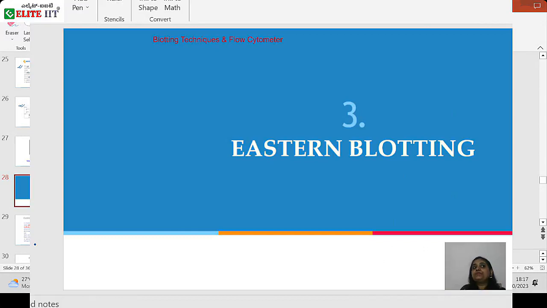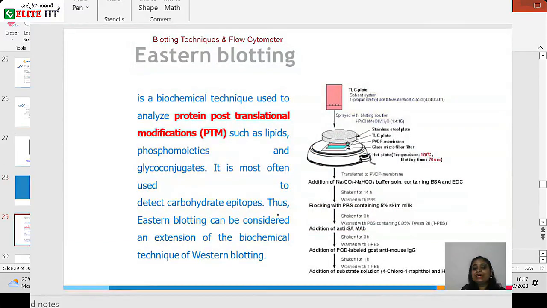should be transferred to different organs, right? That transfer is done through the glycosylation process. Whenever glycosylation is done, only then can they be transferred to different places. So you can determine whether carbohydrate moieties are present or not. You can determine it through the Eastern blotting process.